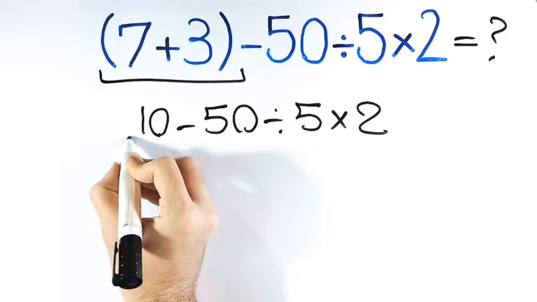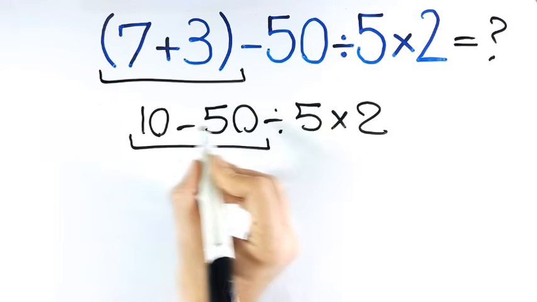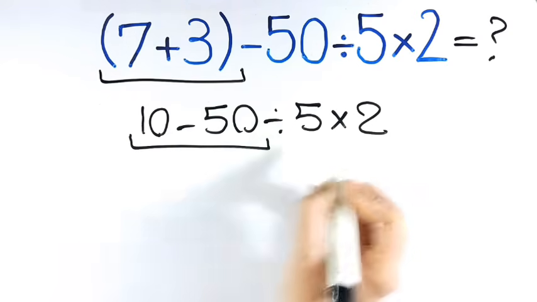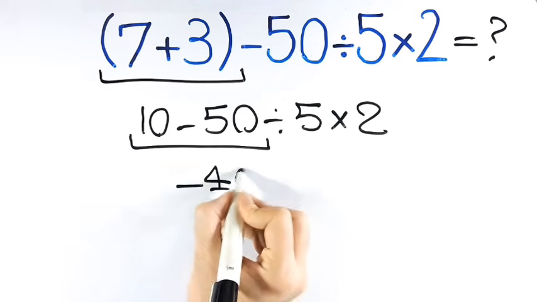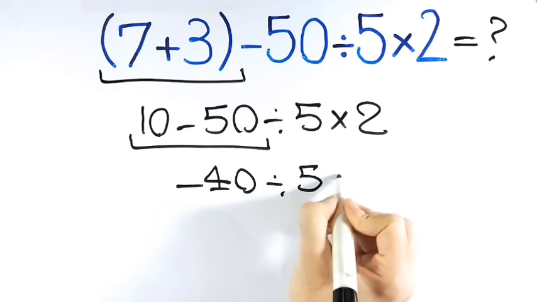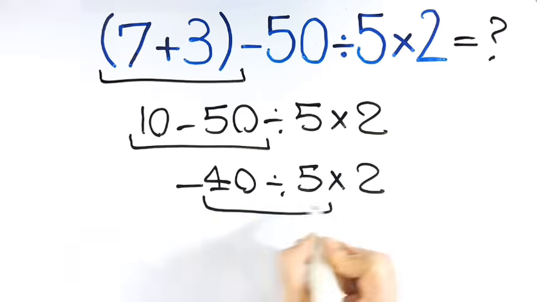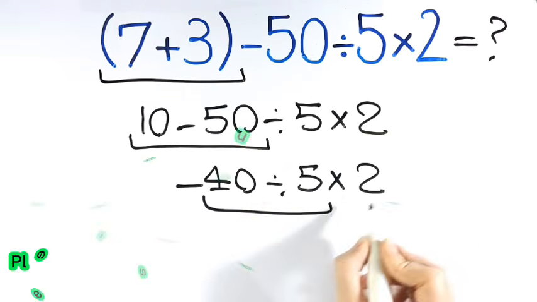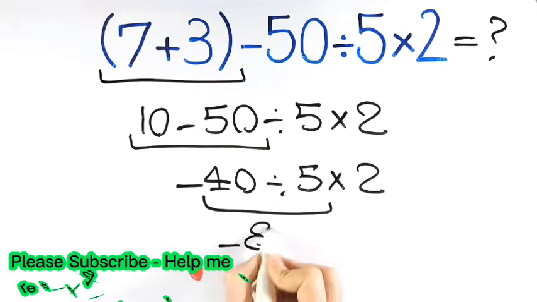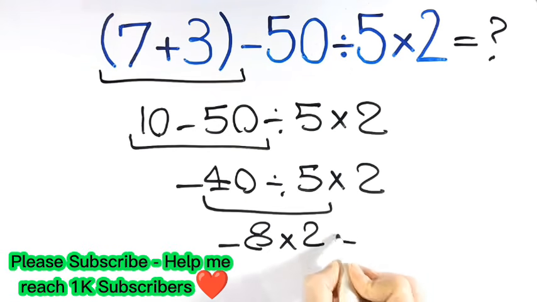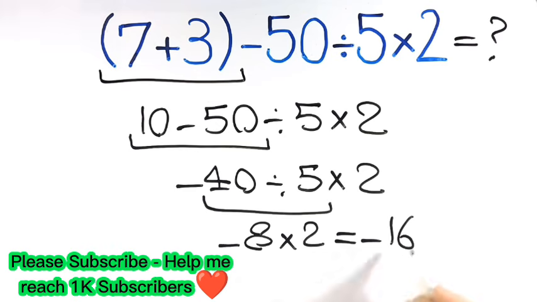And the next step, they go for the subtraction between 10 and 50 and write this expression as negative 40 divided by 5 and multiplied by 2. And the final step, they go for the division between negative 40 and 5. And instead of this expression, they write negative 8 multiplied by 2, which finally gives them the answer negative 16. However, this answer is absolutely wrong.